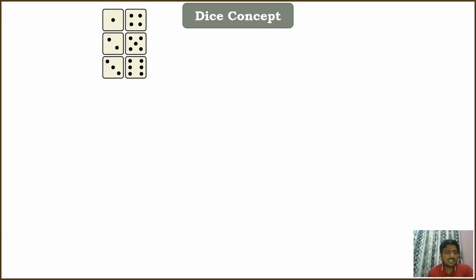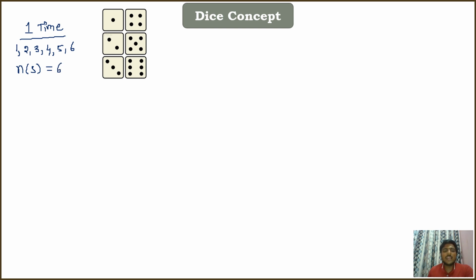In this video, we are going to discuss the concept of dice. Coming to the dice concept, if I roll a dice one time, everybody knows the possible outcomes. That is, we'll get either 1 or 2 or 3 or 4 or 5 or 6. The sample space n(S) is equal to 6.